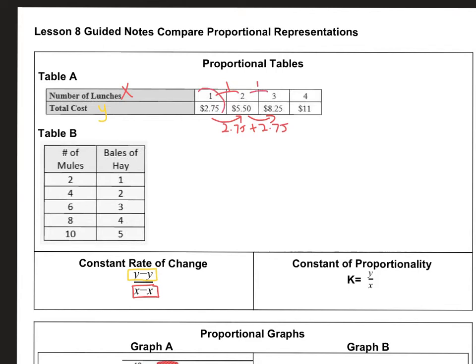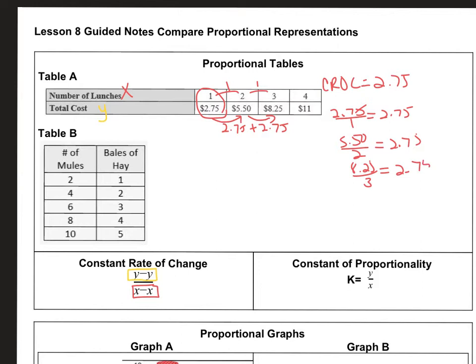So I can see in this case that my constant rate of change is $2.75 per lunch. But I can also take each ordered pair and divide. 2.75 over 1 equals 2.75. $5.50 for 2 lunches is equal to 2.75. And then you can check $8.25 for 3 lunches, and you're going to notice that you also get a constant of proportionality, which is 2.75.